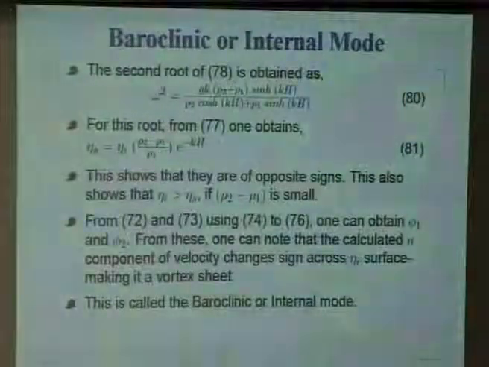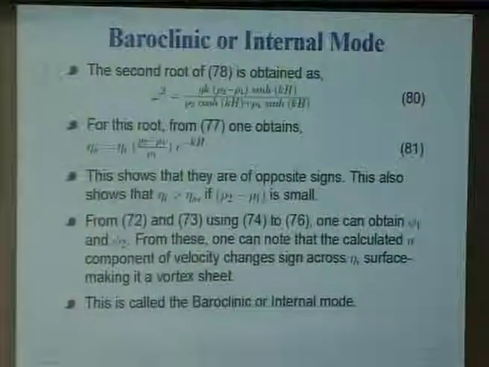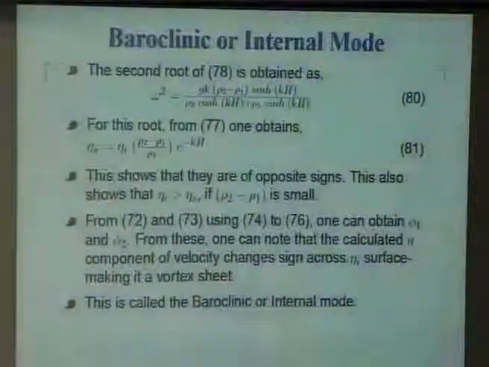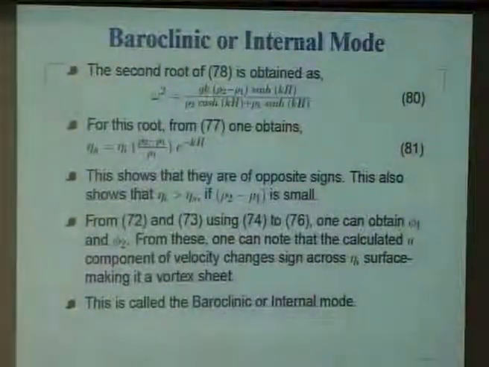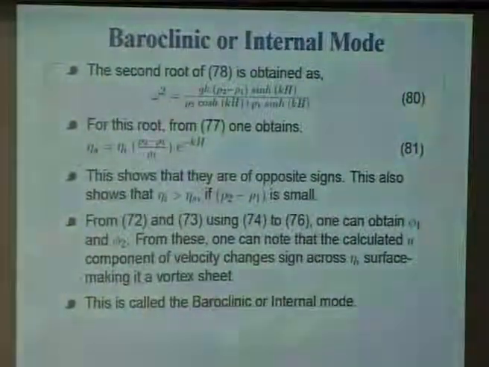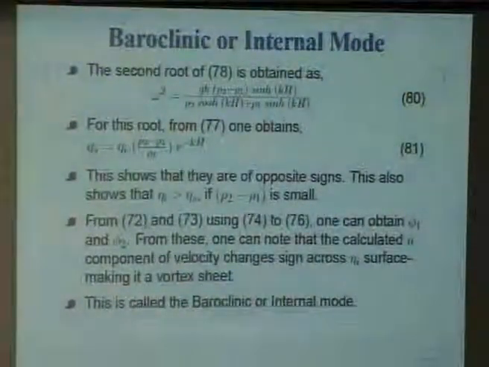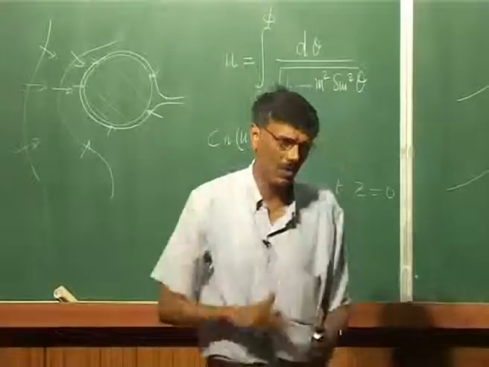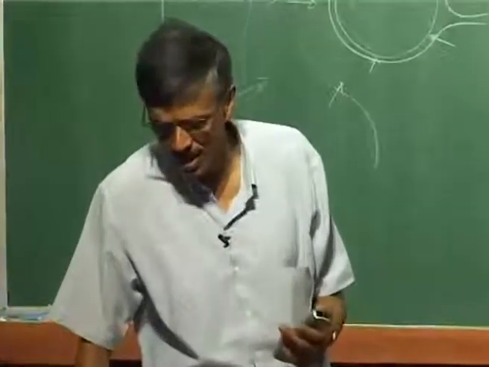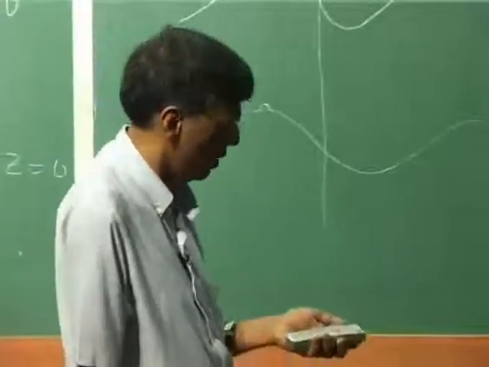So, having obtained this, we can also calculate phi 1 and phi 2, and from there we can calculate the u velocity, and what we notice is that the velocity changes sign across the internal wave interface. So, it basically tells you the internal wave is something like a vortex sheet, because on top you have velocity going in one direction, and at the bottom in the other direction. That is an attribute of a vortex sheet, and whenever you have a baroclinic mode, you do see that happening.